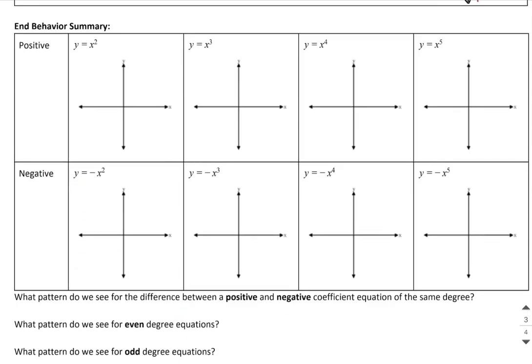So let's summarize all of that. When I have y equals x squared and a positive coefficient, I'm going to have end behavior that looks like this. If I have x cubed, my end behavior looks like this. If I have x to the 4th power, it looks like this. If I have x to the 5th power, it looks like this. I can see very easily that y equals x squared is the same as y equals x to the 4th, if I'm talking about the end behavior. And y equals x cubed is the same as y equals x to the 5th power.